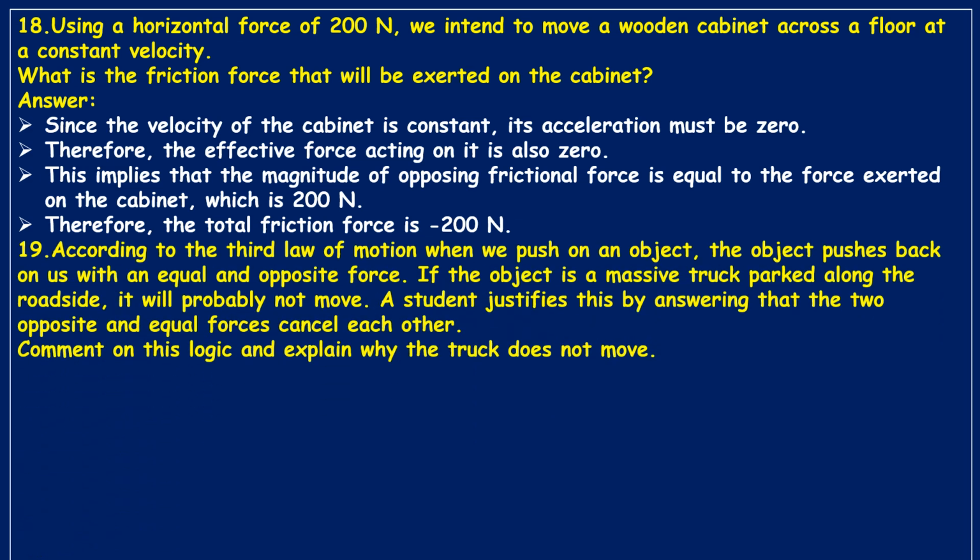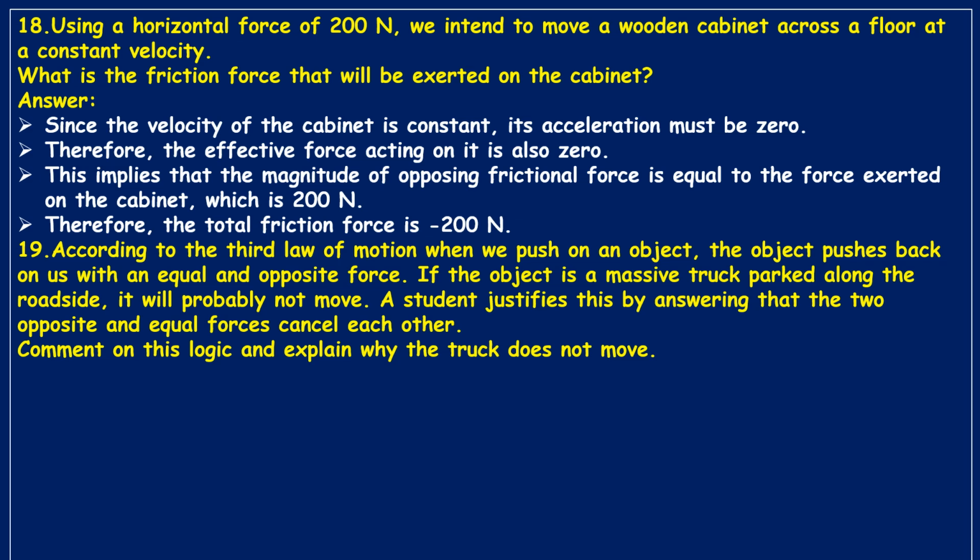Next question. It's a big question, so just focus here. According to the third law of motion, what is the third law of motion here? Let's see. When we push an object, the object pushes back on us with an equal and opposite force. This is the third law, right? Every action has an equal and opposite reaction.